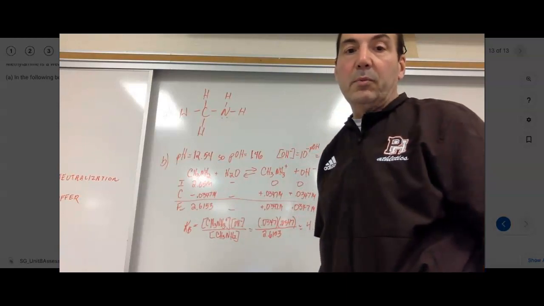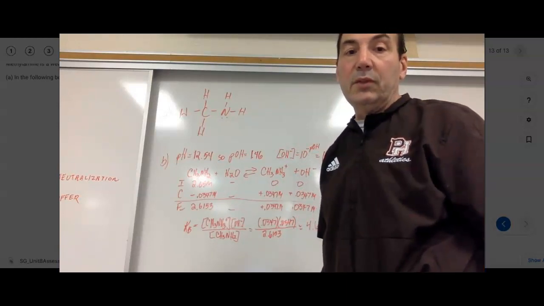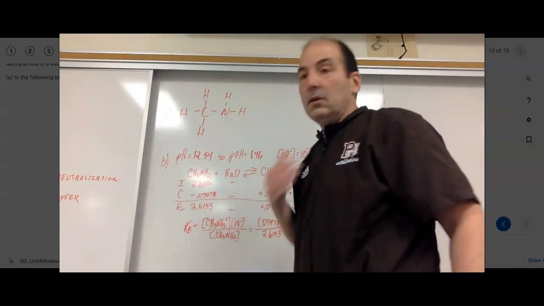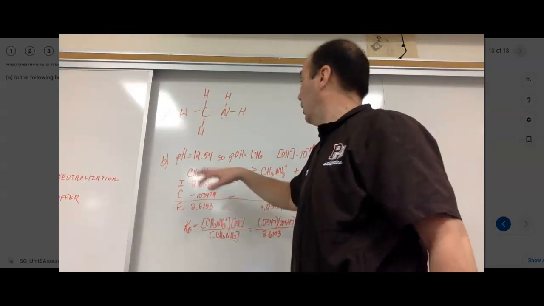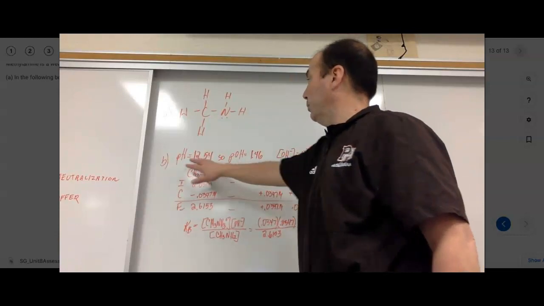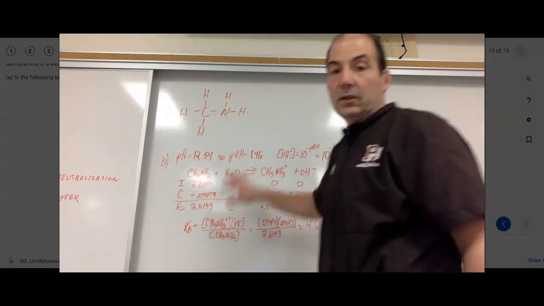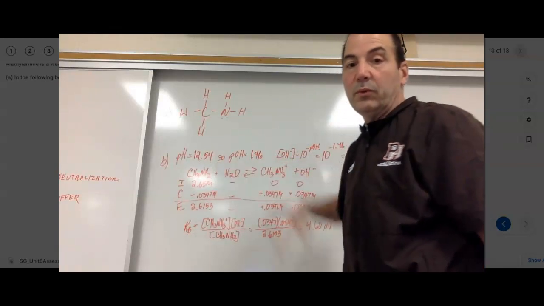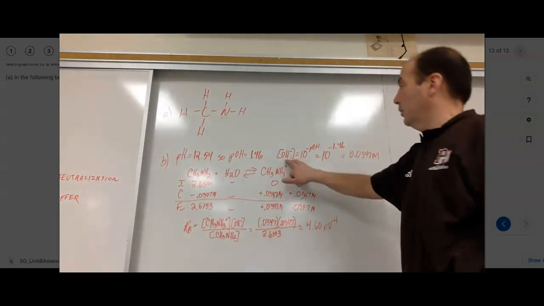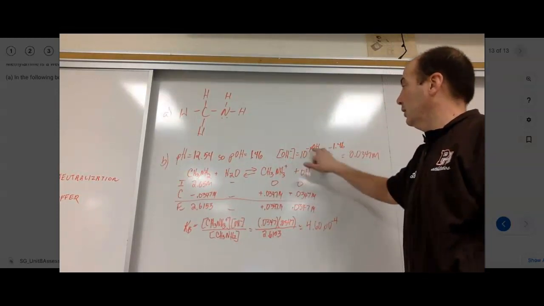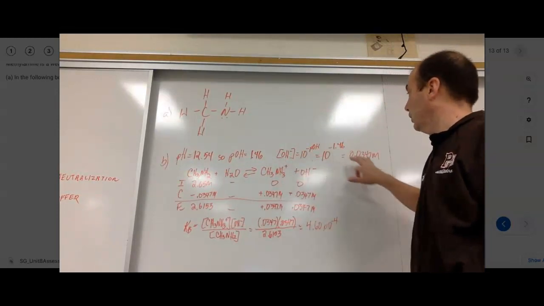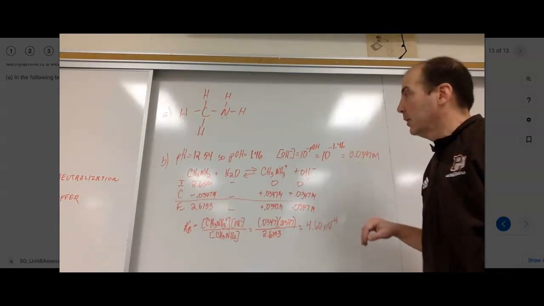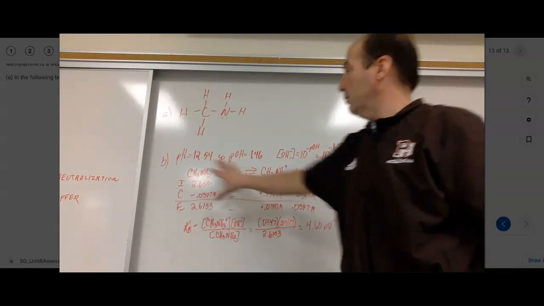All right, in the next part, we're told that we have a 2.65 molar solution of methylamine. We're told that the pH is 12.54, so I could assume that means the pOH is 14 minus 12.54, or 1.46. So now I can figure out my hydroxide, which is 10 to the negative pOH, or 10 to the negative 1.46. That gives me around 0.0347 molar. Okay. So now I set up my ICE table.